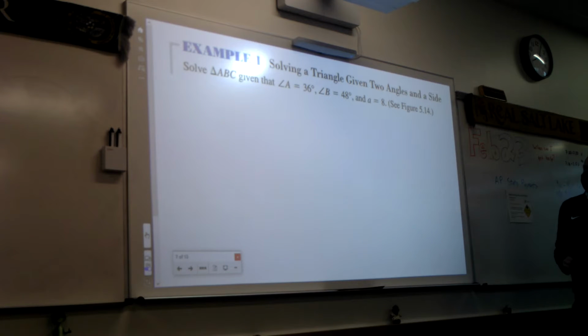Alright, solve triangle ABC given that angle A is 36 degrees, angle B is 48 degrees, and side A is 8. But it doesn't give us a picture, so guess what we're going to have to do? Draw a picture! I'm given two of the angles, so I'll try to draw it as best as I can given those two angles, but it won't be perfect, and that's okay.